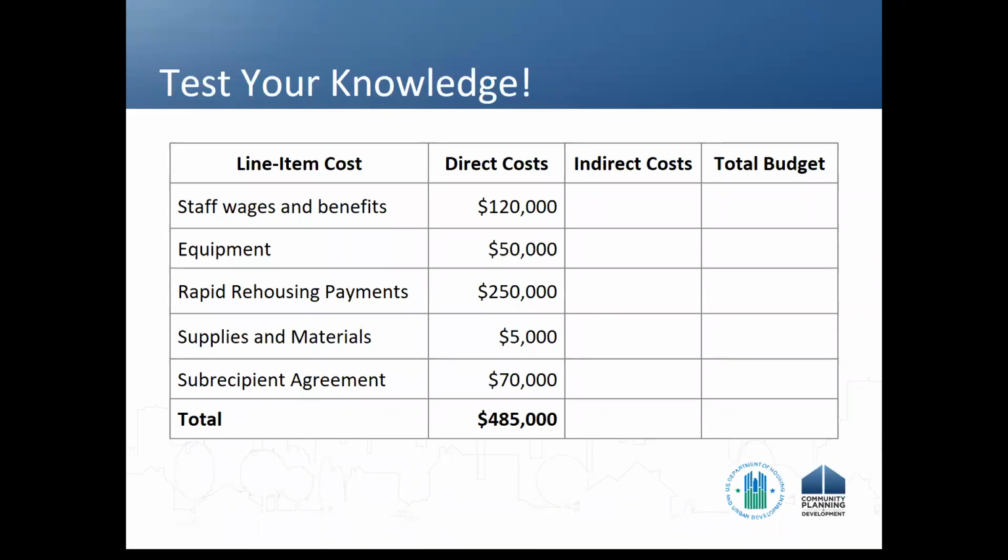So let's test your knowledge. Using the 10% de minimis method, identify the indirect cost budget based on the direct cost budget per line item of cost and the total budget, which is the combination of the direct and indirect cost budgets. The answers are provided on the next slide. So again, we'll take 20 or so seconds. We're using the de minimis rate, which is 10%. So what would be the indirect cost budget for each of these line items of cost?